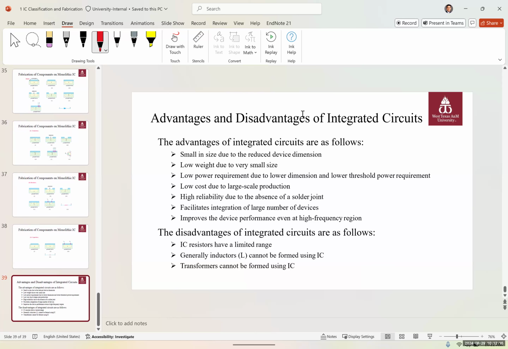And finally, the advantages and disadvantages of an integrated circuit. Advantages: they are small in size. Due to their small size, they are extremely low power as well. Low power means they generate lower heat. They don't need a lot of heat dissipation, most of them.